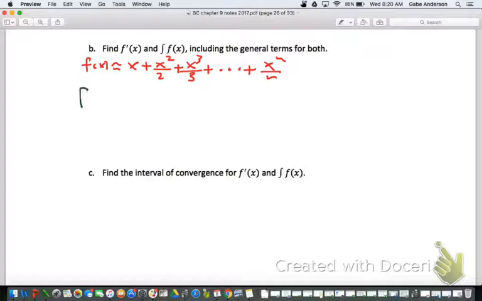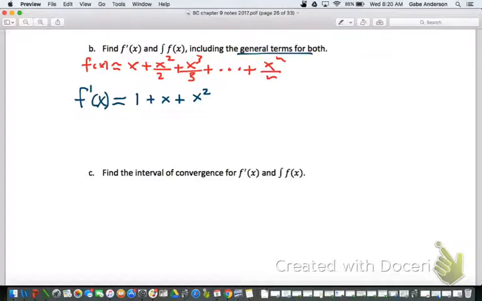So f prime would just be the derivative of each one of those terms. So it would be 1 plus x plus x squared, so on and so forth. I guess we'll just leave it at there. We normally do 4 terms. We'll just do 3 terms here. So those are the first 3 terms right there, and it says include the general terms for both.